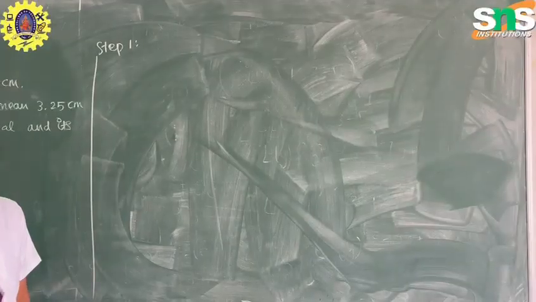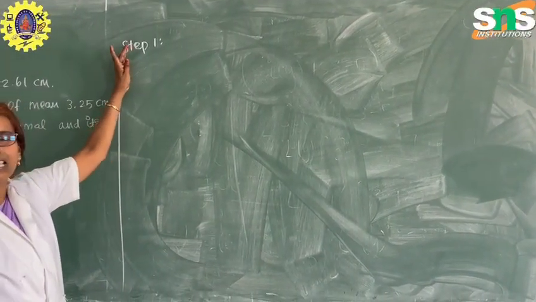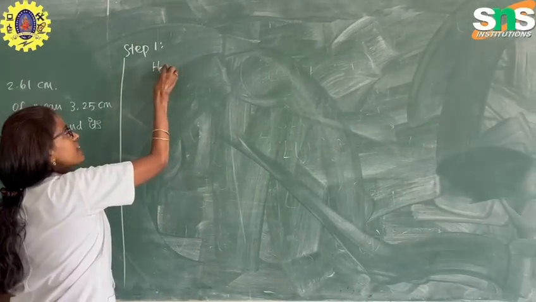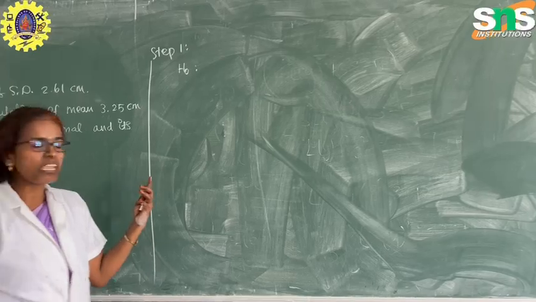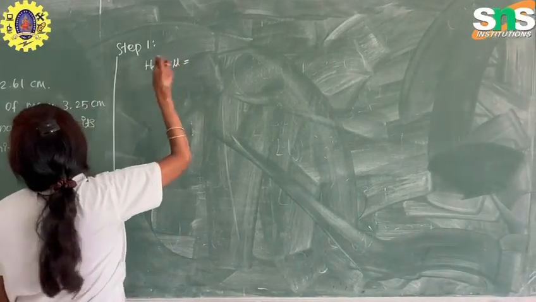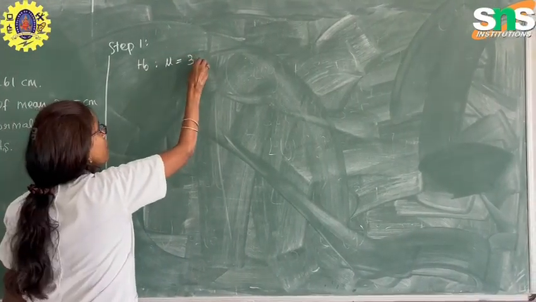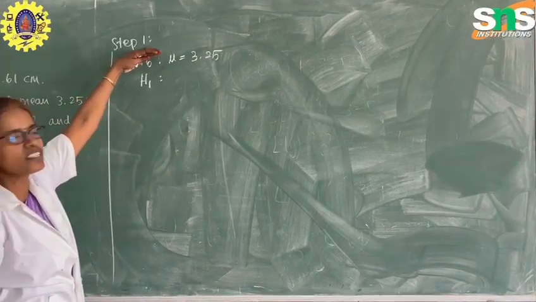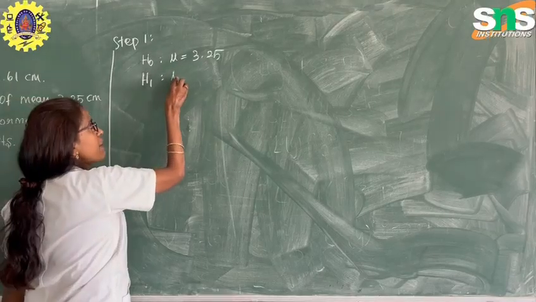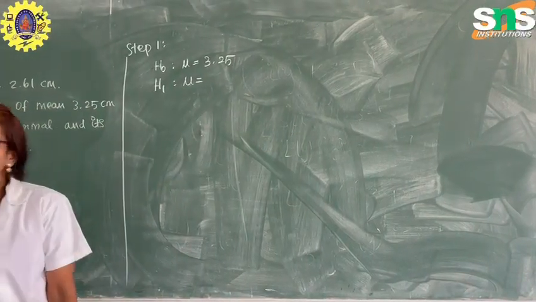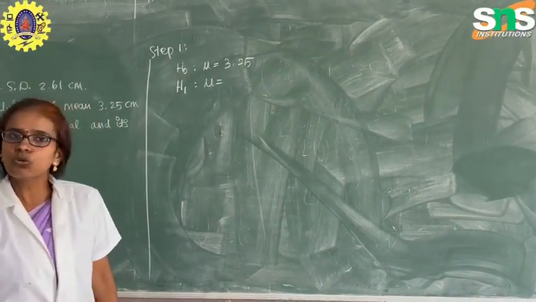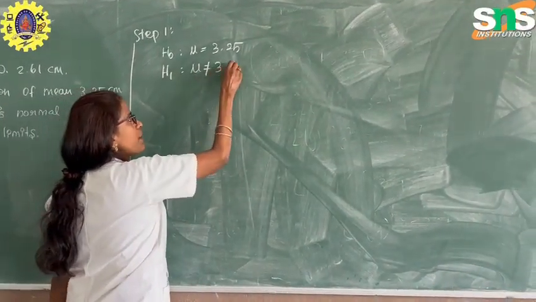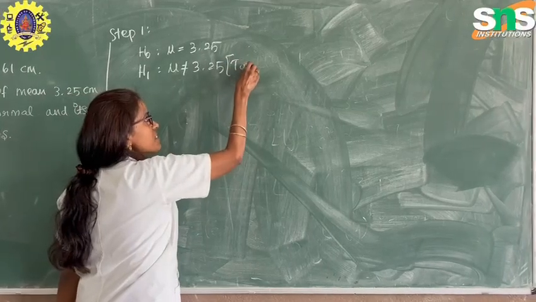Step number 1 is to make the hypothesis. The notation is H naught. I want to take the population mean, which is mu, and the value is 3.25. Then I write H1, which is the alternative to H0. We check whether the given problem has any conditions, but here we don't have any condition. That means it is a 2-tail test, so H1 is mu not equal to 3.25, which is a 2-tail test.